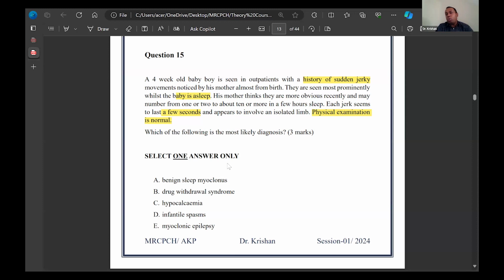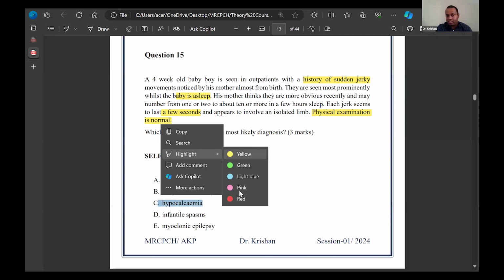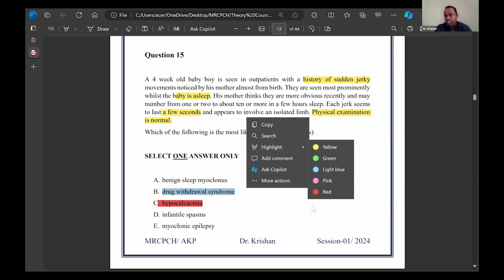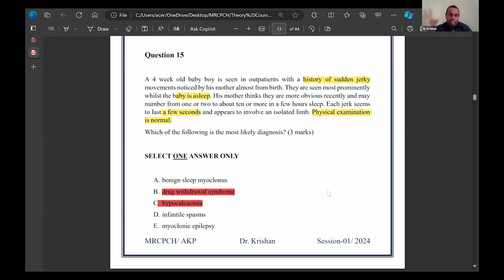Right. Now, what are the obvious things that we can exclude? Now, if it was hypocalcemia, until you correct hypocalcemia, the seizures are not going to get better. So here there is no treatment given. They settle by its own, right? Drug withdrawal syndrome. So there, who is going to take drugs? It's the mother. Say mother took drugs, right? Say heroin, say some other drug like cocaine, you name.